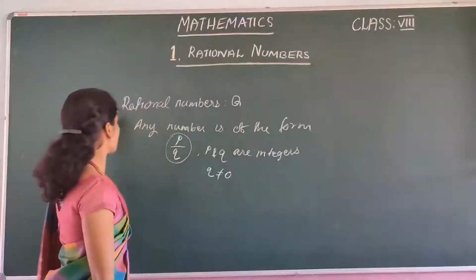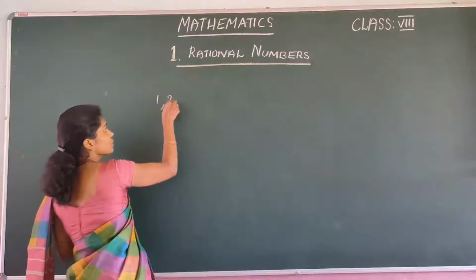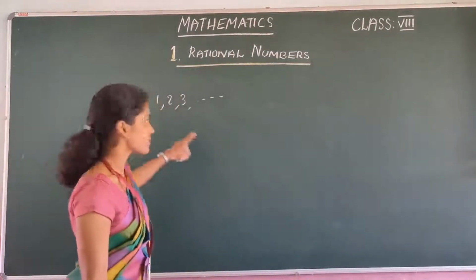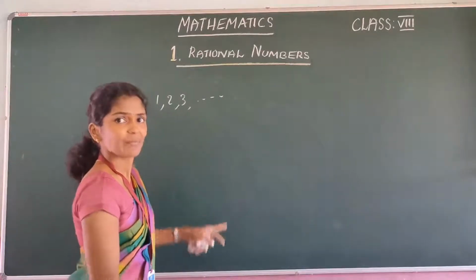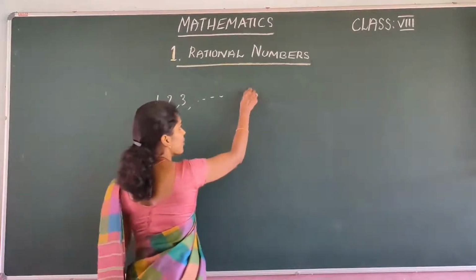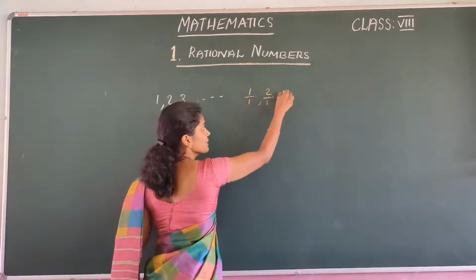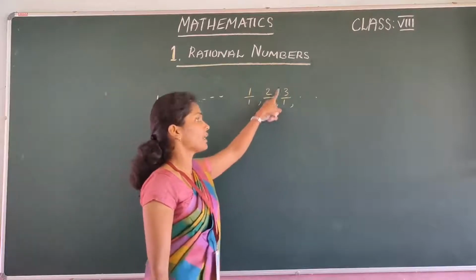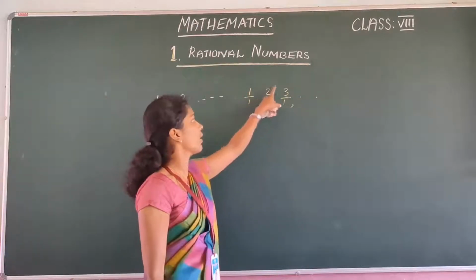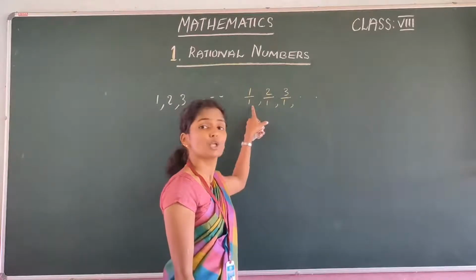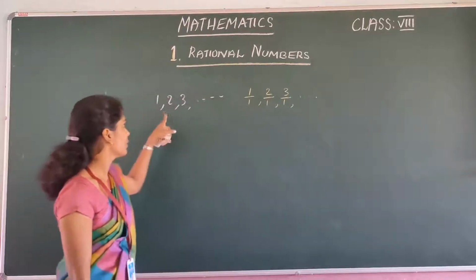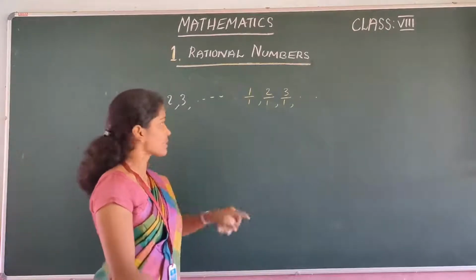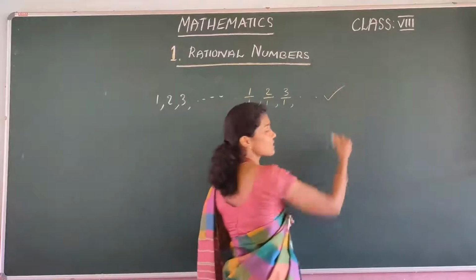Let me check some numbers. Check 1, 2, 3, etc. Is this any rational number? This is not in the form P by Q, right? But we can write these numbers as 1 by 1, 2 by 1, 3 by 1, etc. Right? This is P by Q form, P and Q are integers and also Q not equal to 0. Therefore, these numbers, actually our natural numbers, counting numbers, are also rational numbers.